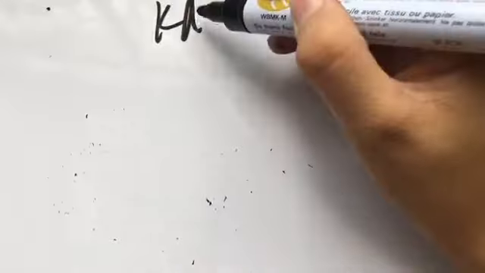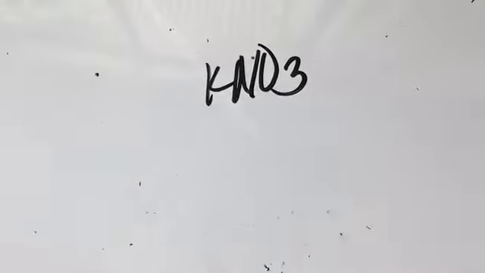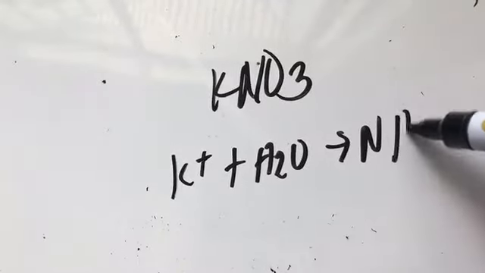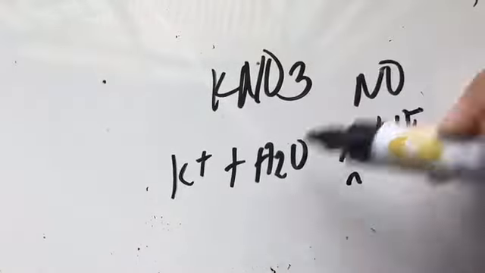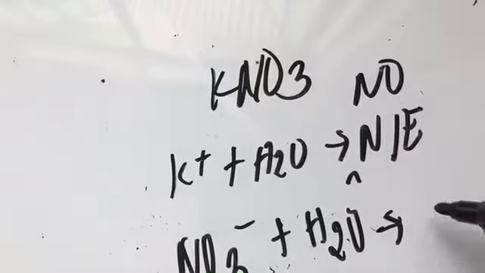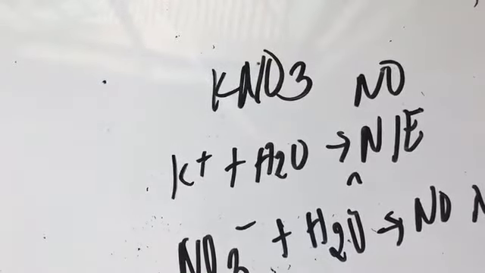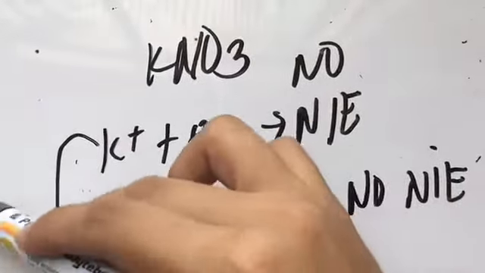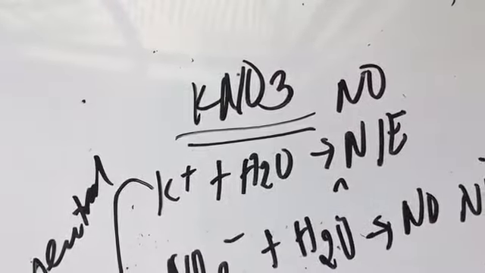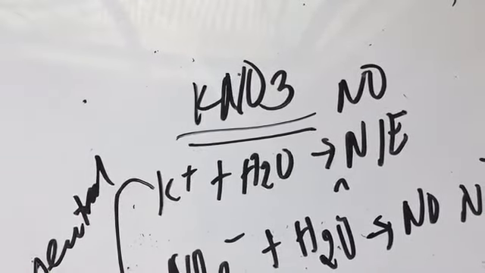Next is we have potassium nitrate. Okay, potassium nitrate. So potassium plus H2O, it will have no net ionic equation. NO3 negative plus H2O, it will also have no net ionic equation, forming a neutral solution. Kasi nga nanggaling silang dalawa sa parehong strong na acid at strong na base.